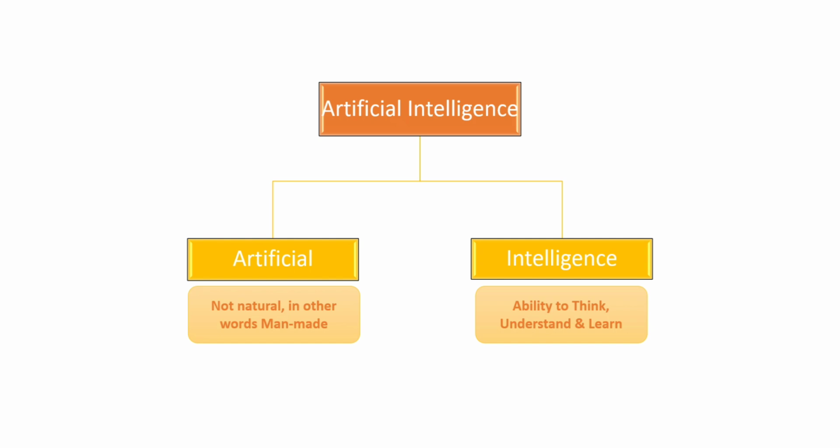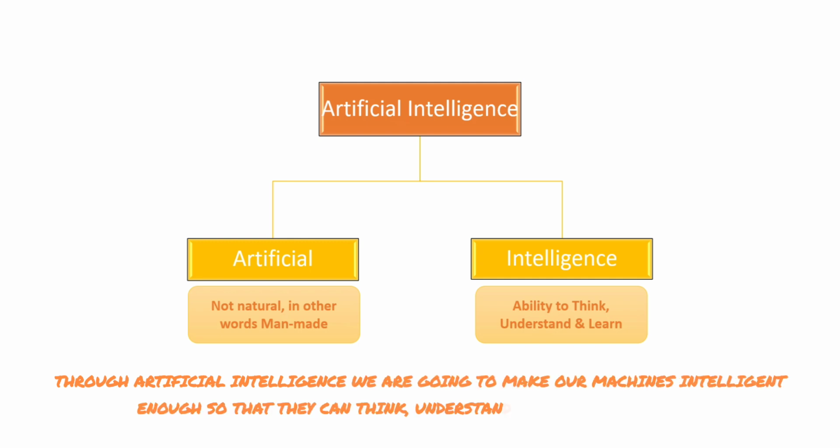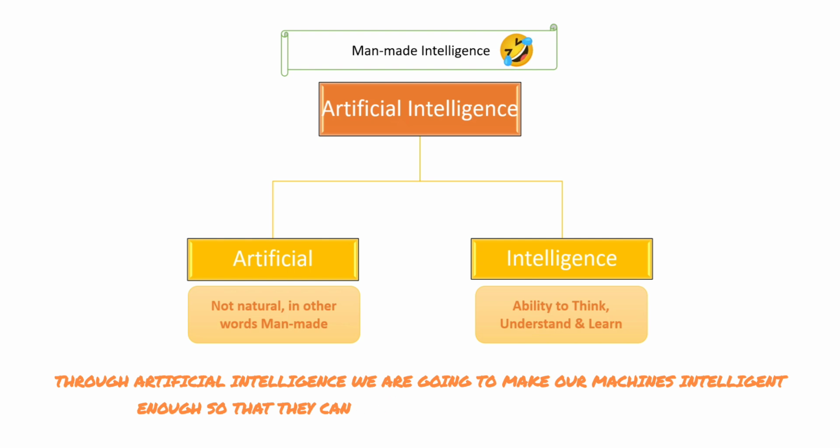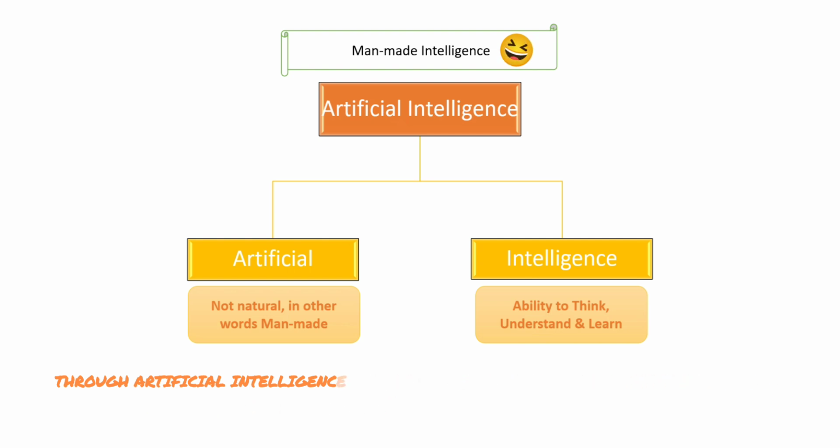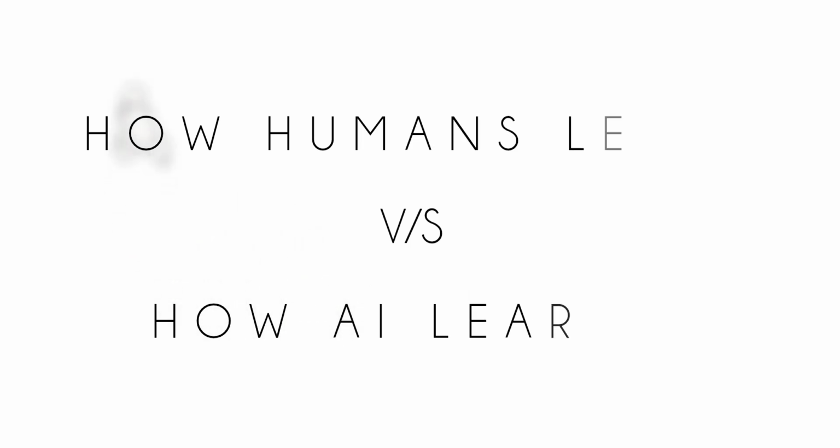So, what we are going to do through artificial intelligence is we are going to make our machines intelligent enough so that they can think, understand, and learn, and accordingly take a decision and do the task. Alright, so yeah, that's what artificial intelligence is. Man made intelligence, basically. I know that's funny. Anyways, so I'm just going to compare here how humans learn and how artificial intelligence learns so that you can understand the meaning of AI in a much simpler way.